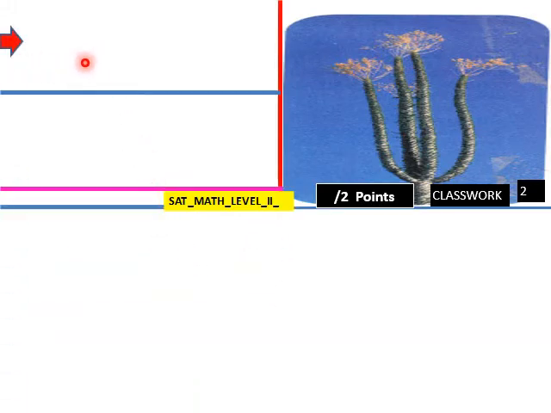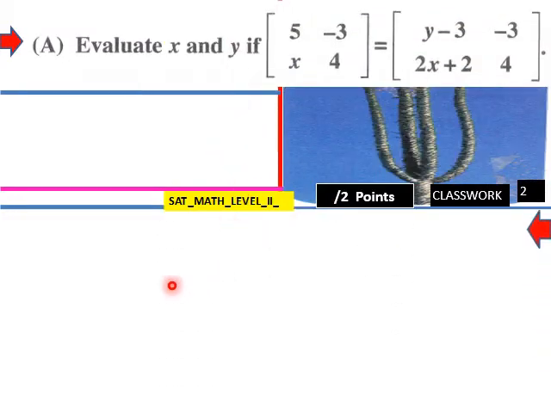So let's start in here with A. Evaluate x and y if we have this matrix here, 5, negative 3, x and 4 equals y minus 3, negative 3, 2x plus 2, and then 4 here. So we need to evaluate the value of x and y in this situation here. So how will we do that?